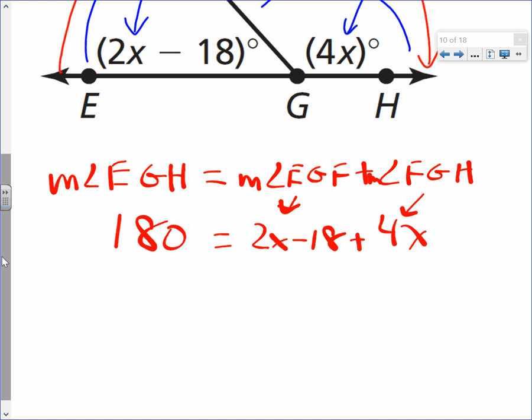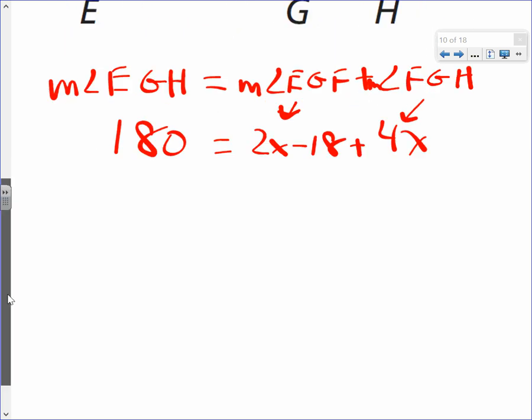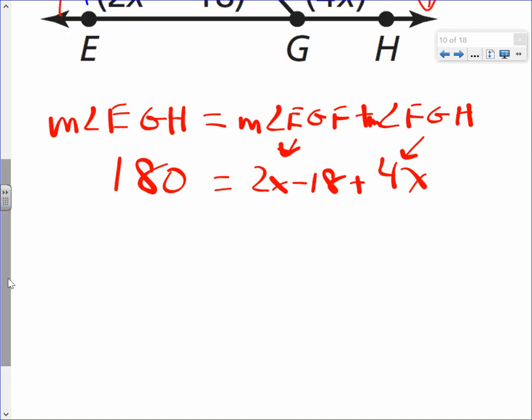Easy. The rest is math 1. Let's get x by itself. Math 1 time. Okay. Right, 2x's and 4x's make 6x's. I got a minus 18 equaling a 180 here. Add 18. Rocking and rolling.